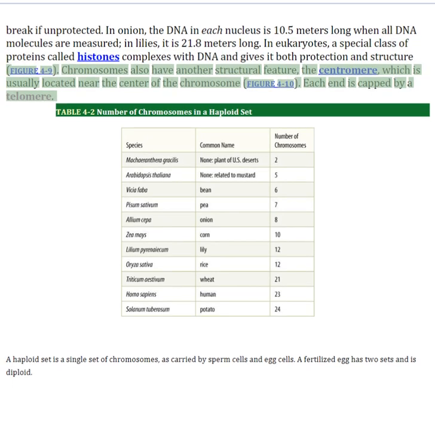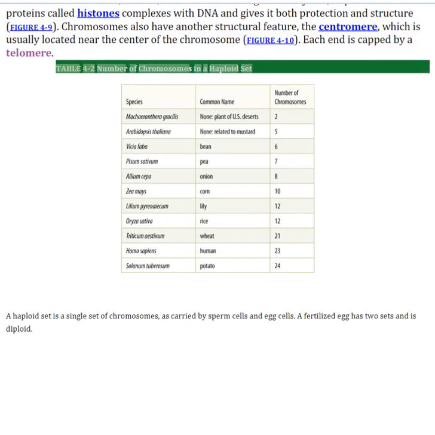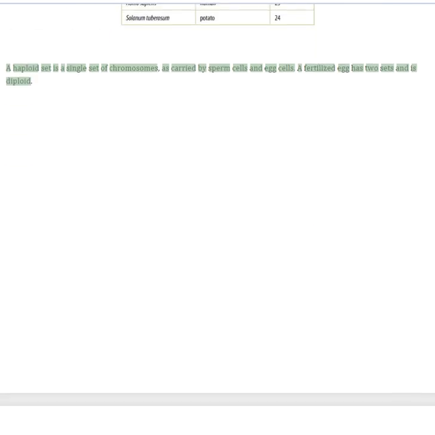Chromosomes also have another structural feature, the centromere, which is usually located near the center of the chromosome. Each end is capped by a telomere. Table 4.2 Number of chromosomes in a haploid set. A haploid set is a single set of chromosomes, as carried by sperm cells and egg cells. A fertilized egg has 2 sets and is diploid.